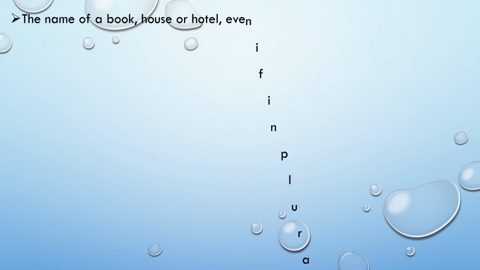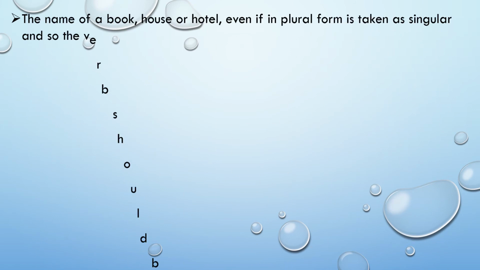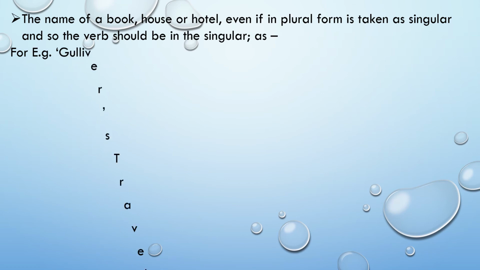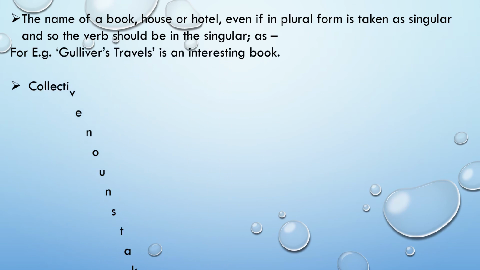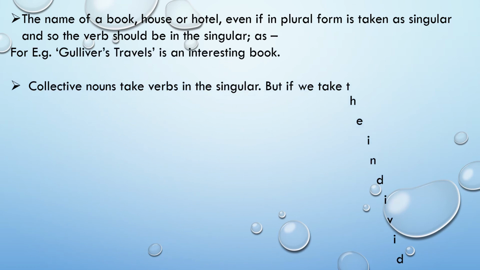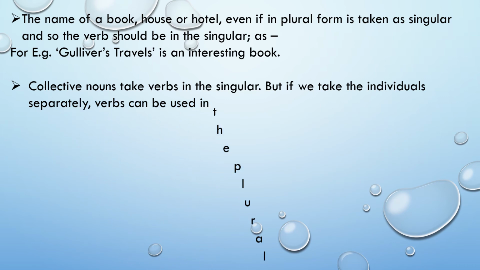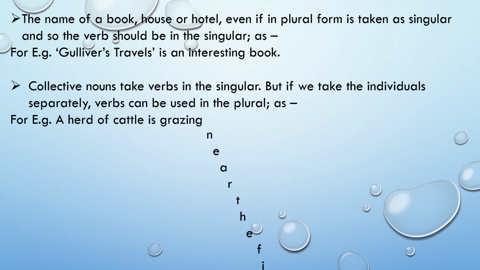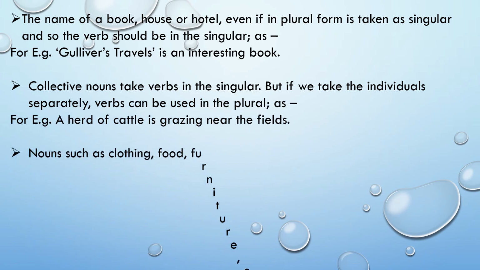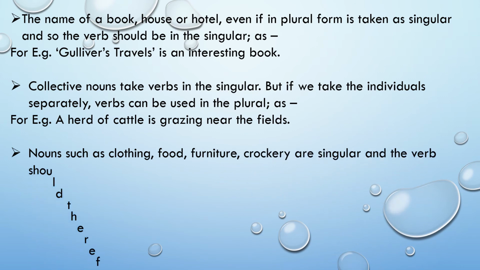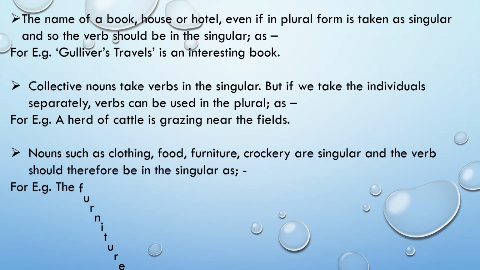Next rule, the name of a book, house or hotel, even if in plural form, is taken as singular, and so the verb should be in the singular. So if you see any kind of book, you cannot use a plural verb after it. You have to always use it in a singular. Gulliver's Travels is an interesting book.